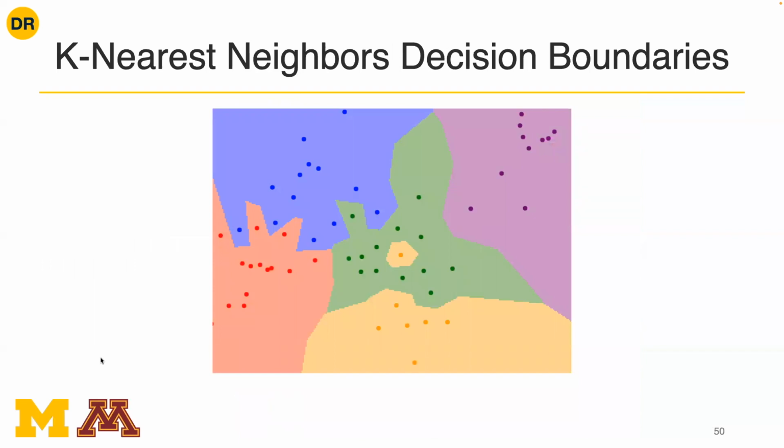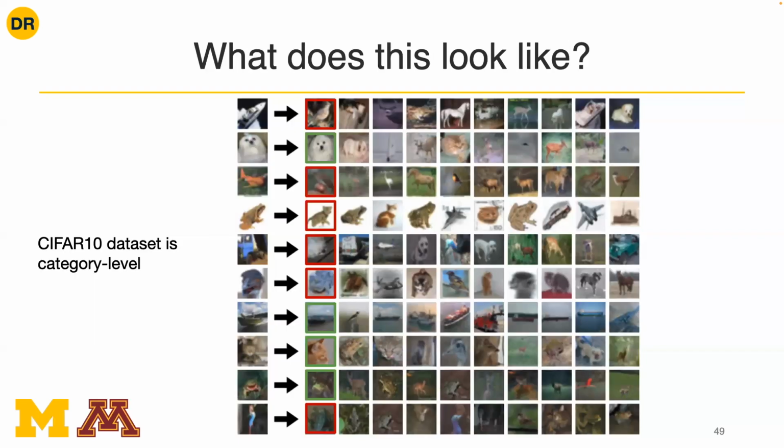Okay, let me pause and see. I'll go back a slide. Any questions so far? Any thoughts on viewing some of these examples from the k-nearest neighbors output?